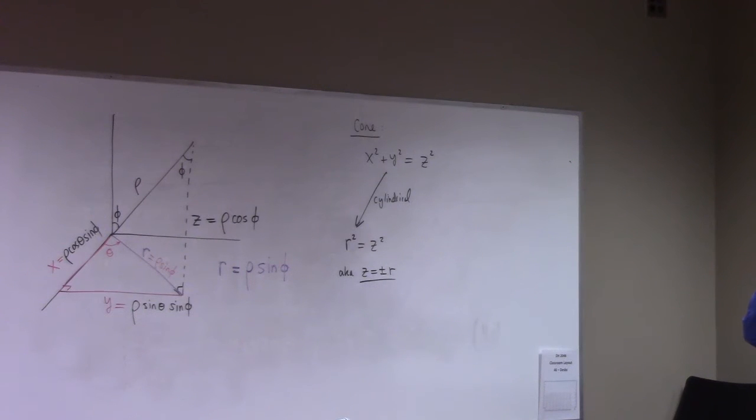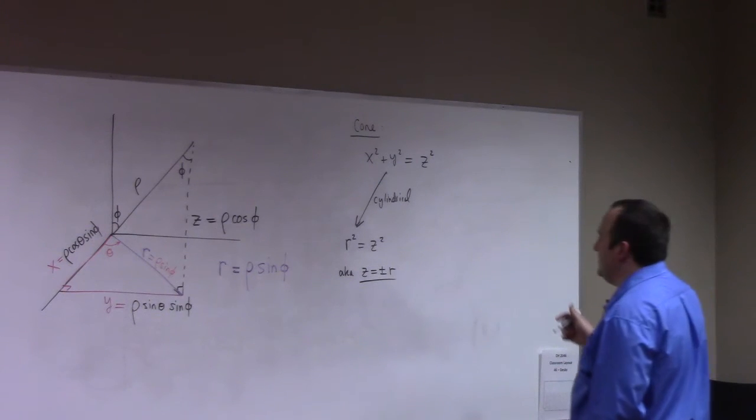Plus gives you the upper half of the cone, the minus gives you the lower half. As you can see, there's no dependence on theta. It's the same for all different values of theta. It's got this symmetry with respect to theta. The cone is the same no matter what angle you look at.